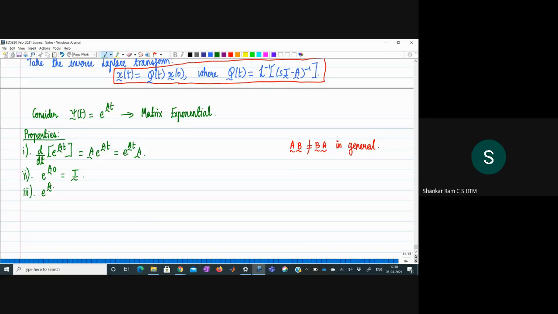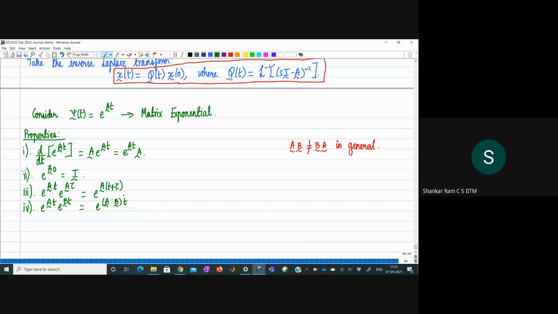As I said, I'm not proving these. Another property is that if we have e^(At) times e^(Aτ), with two different time instances, the answer is going to be e^(A(t+τ)). So that is one property. And if we have e^(At) multiplied by e^(Bt), that's also going to be e^((A+B)t).